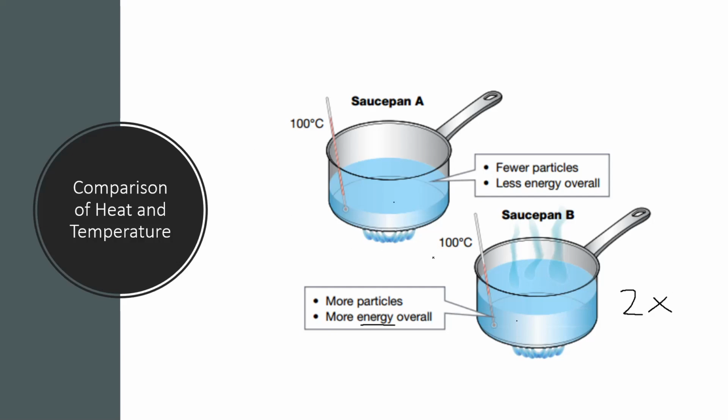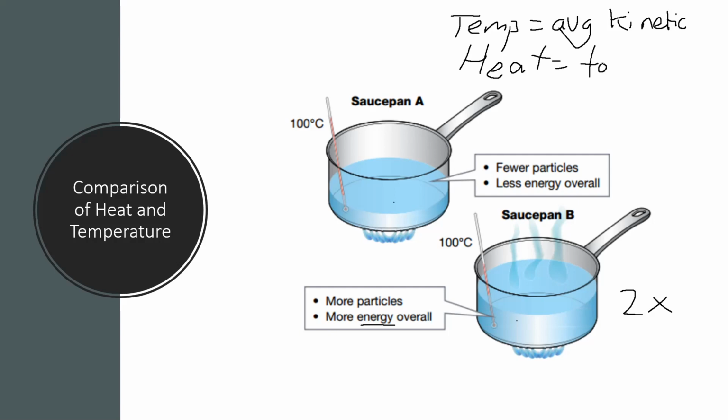So that is how I want you to think about the difference between temperature and heat. Temperature is the average, equals the average kinetic energy. And heat is the total. Okay, so hopefully you understand that.